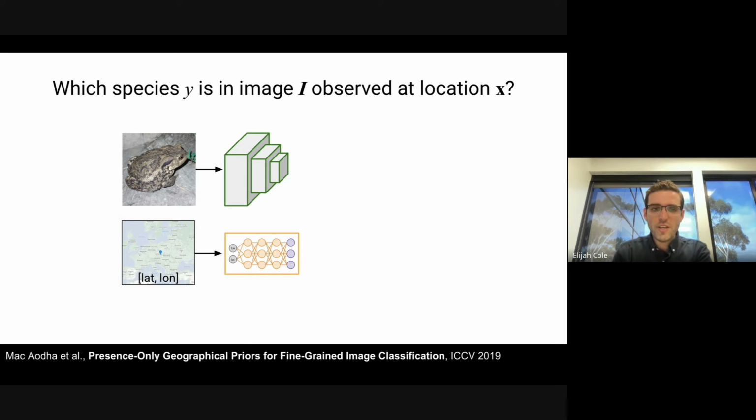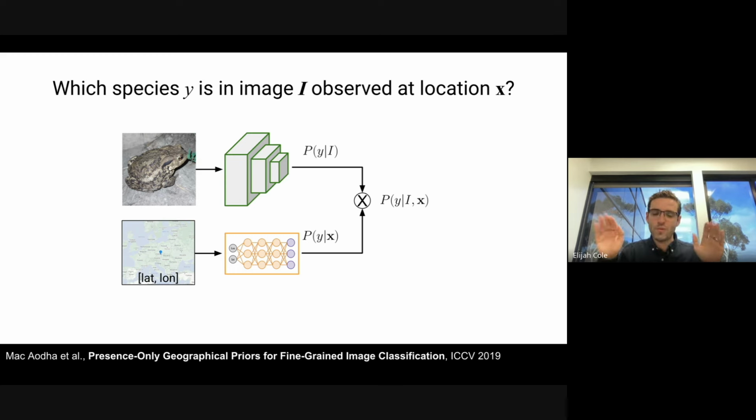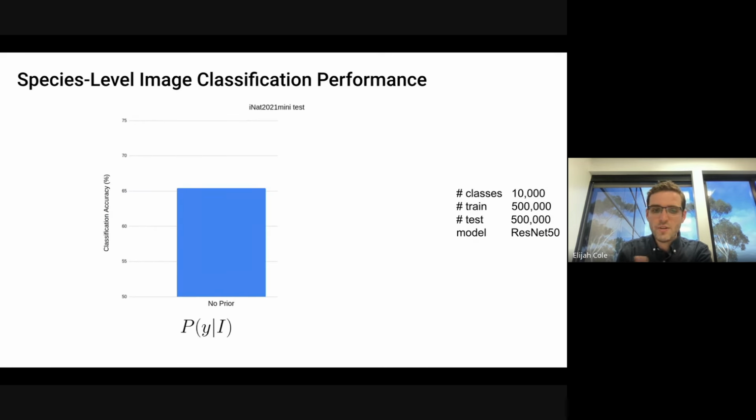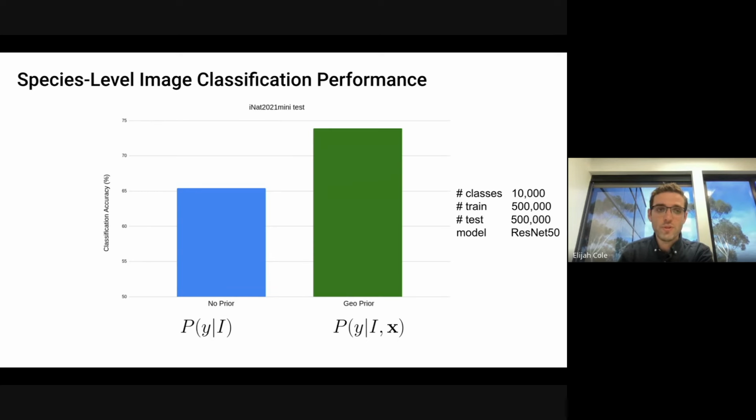And so the way the model works is you take in the image and pass it through your image classifier, you take in your location and pass it through your geoprior, and you combine the two predictions in a pointwise multiplication. So you have a probability distribution over species for the image classifier, then you have a weight for each species from the geoprior, you multiply them together, and then you use this new distribution to decide which species is in the image. And so as before, we saw if you use the images alone, you can reach a species classification accuracy of something like 65%. Using the geoprior allows you to improve this performance pretty dramatically.